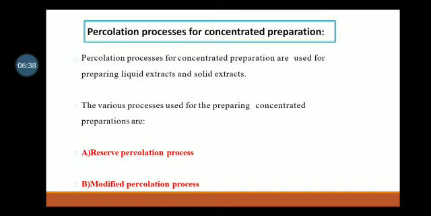Percolation processes for concentrated preparations. Percolation processes for concentrated preparations are used for preparing liquid extracts and solid extracts. The various processes used for preparing concentrated preparations are: A. Reserve percolation process, B. Modified percolation process.